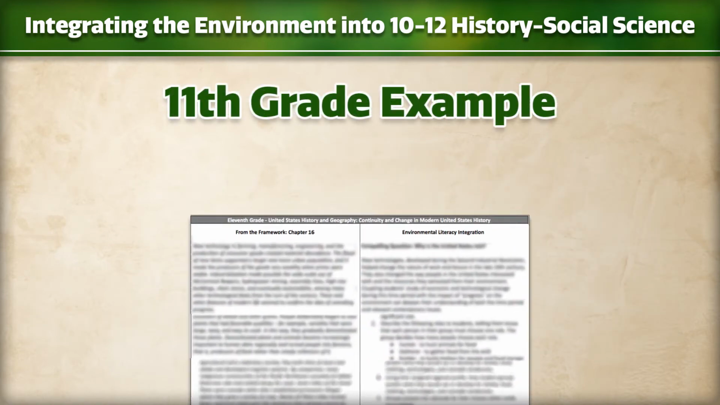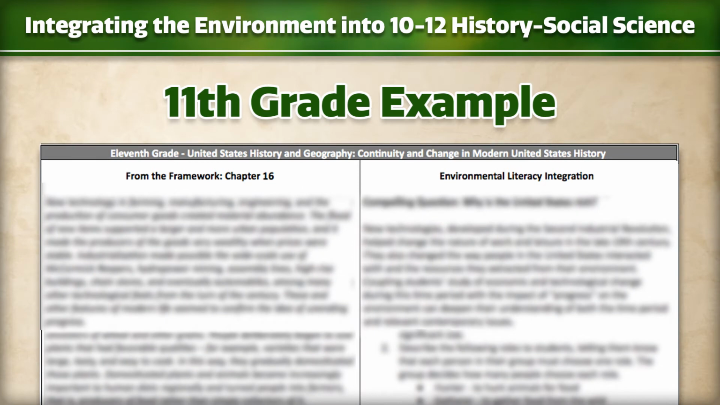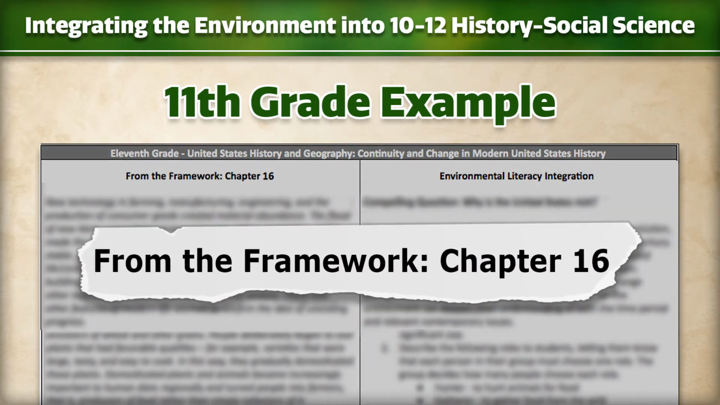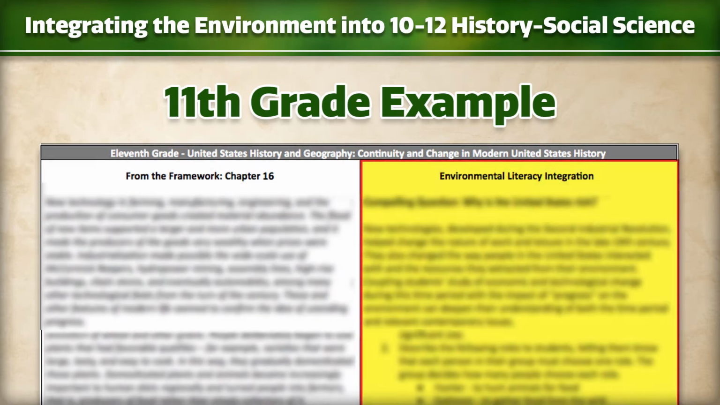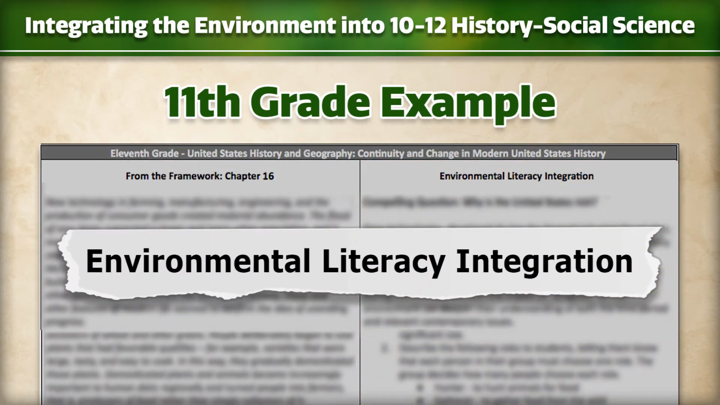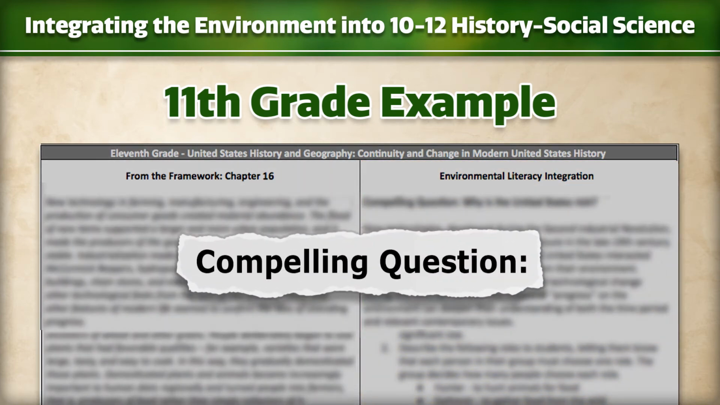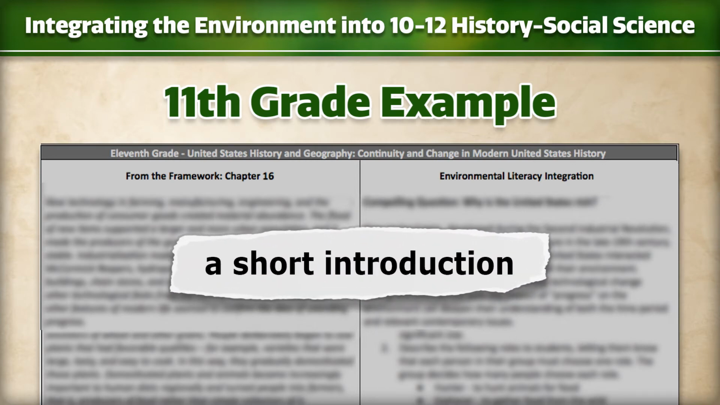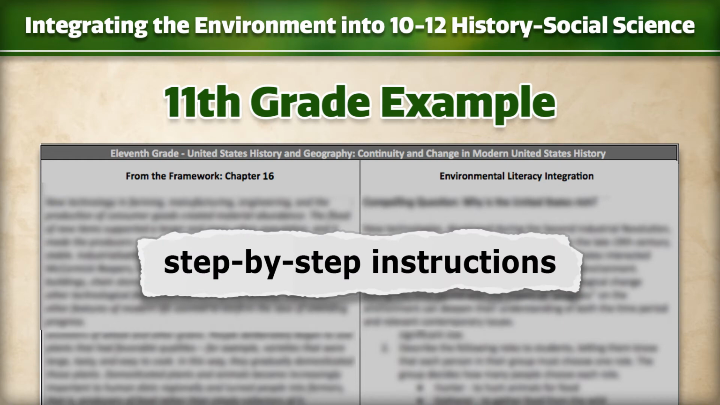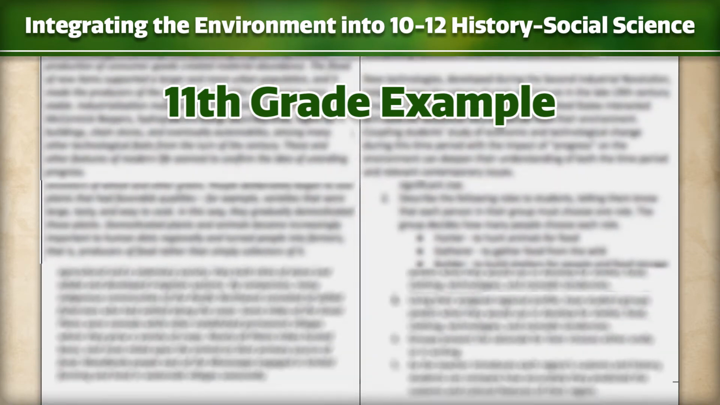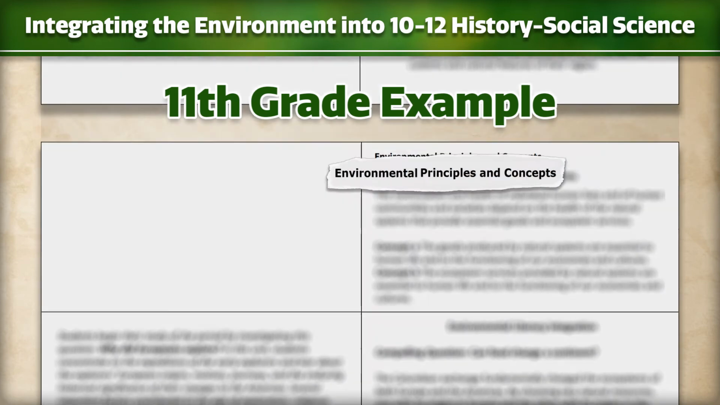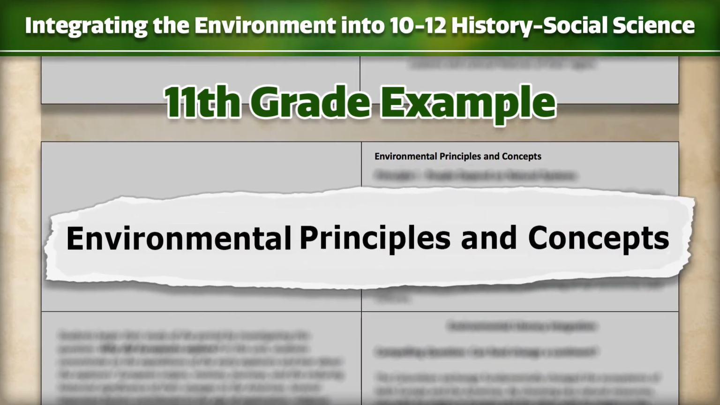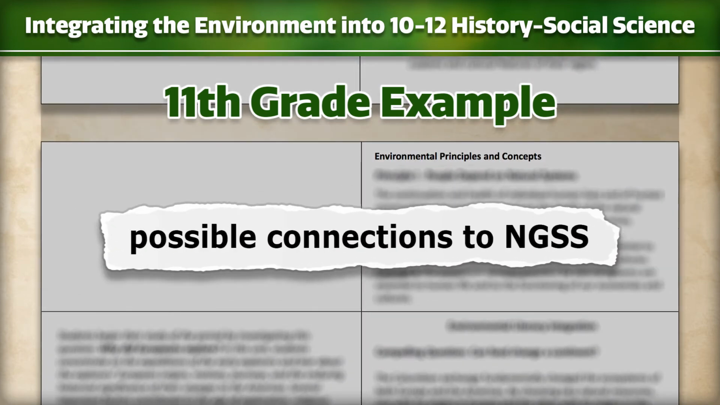Let's examine one page within the compendium to get a sense of how it works. On one side is the relevant language from the framework. In this 11th grade example, we have an excerpt from Chapter 16. On the other side is a section titled Environmental Literacy Integration. There, you'll find a compelling question designed to engage student curiosity, a short introduction to the concepts of the suggested lesson, and step-by-step instructions for classroom implementation. Beneath the lesson instructions, you'll notice which of California's environmental principles and concepts are addressed in the lesson and possible connections to NGSS.